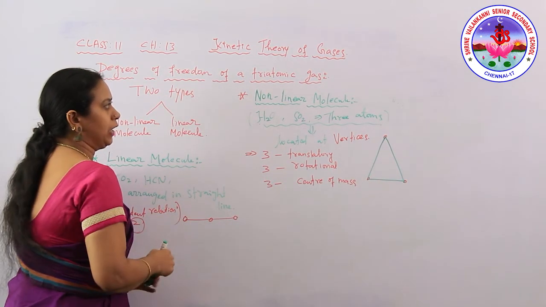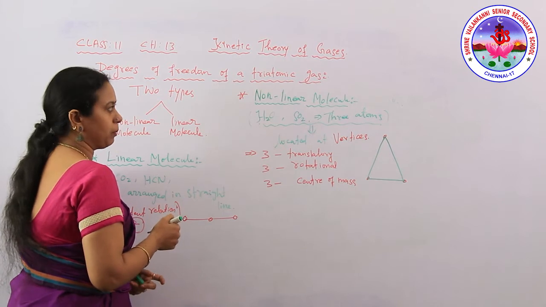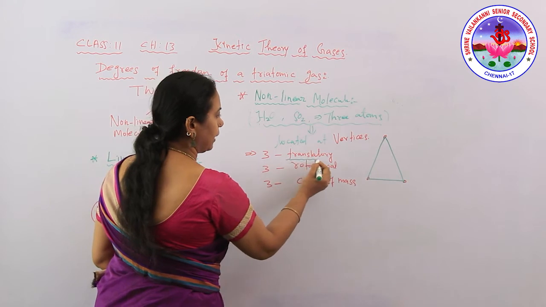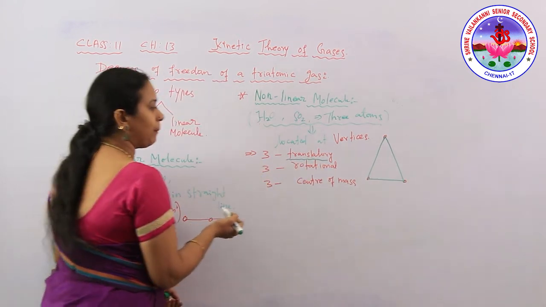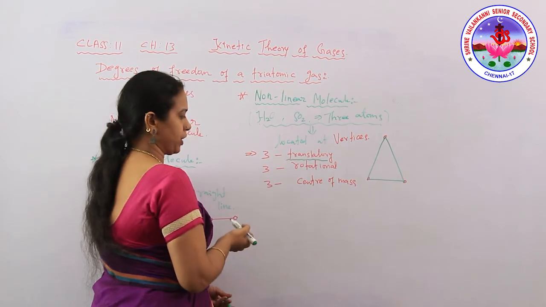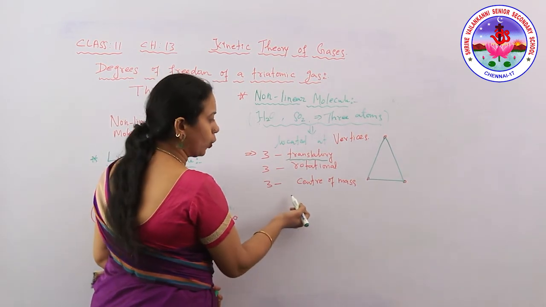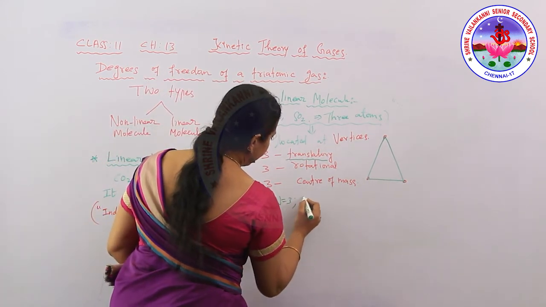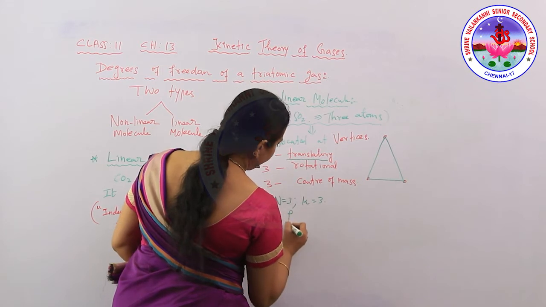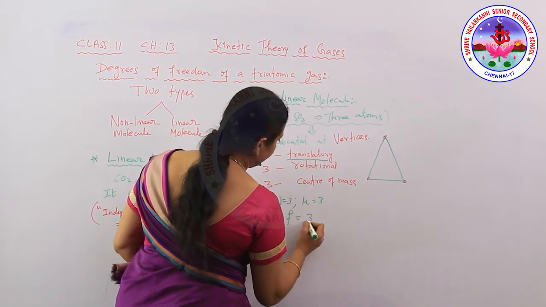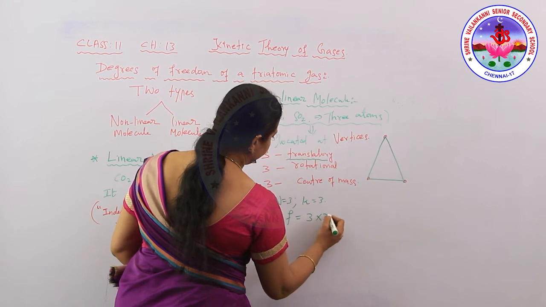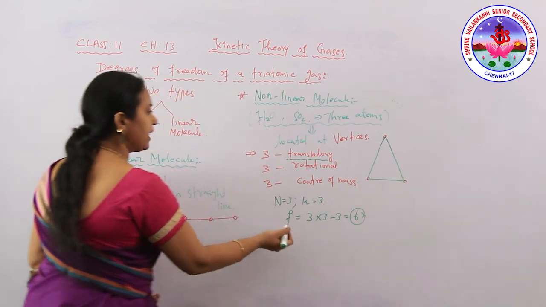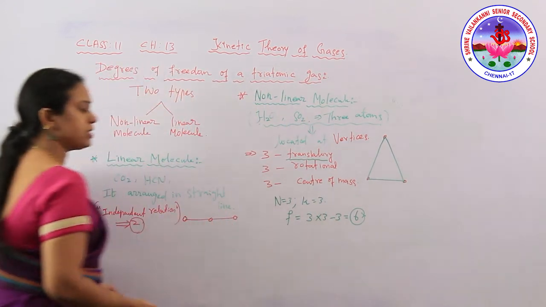For the triatomic molecules, 3 degrees of freedom come from the translatory motion, another 3 come from the rotational motion, and the rotational axes go through the center of mass. Then n equals 3, and k value is also 3. So the degrees of freedom f equals 3 into 3 minus 3, so you will get 6. So the degrees of freedom for the non-linear molecule is 6.